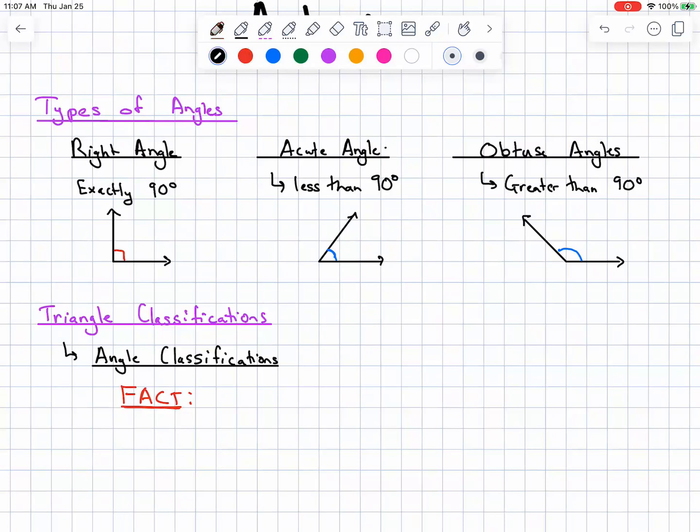But the reason why I bring that up is that the three angles of a triangle always add up to 180 degrees. No matter what triangle you have, it'll always add up to 180 degrees if you add up all the three angles inside it. The three interior angles should always add up to 180 degrees.